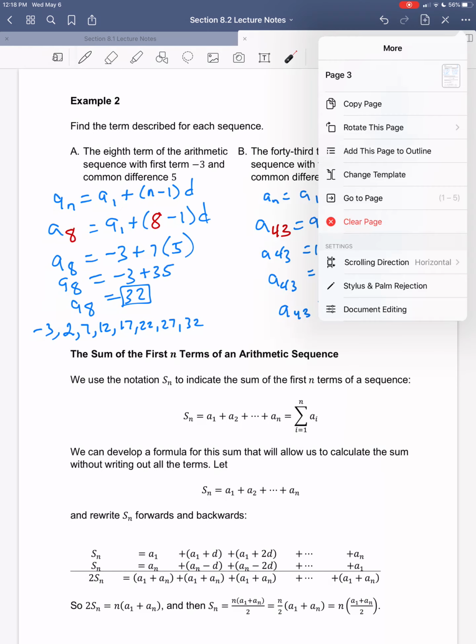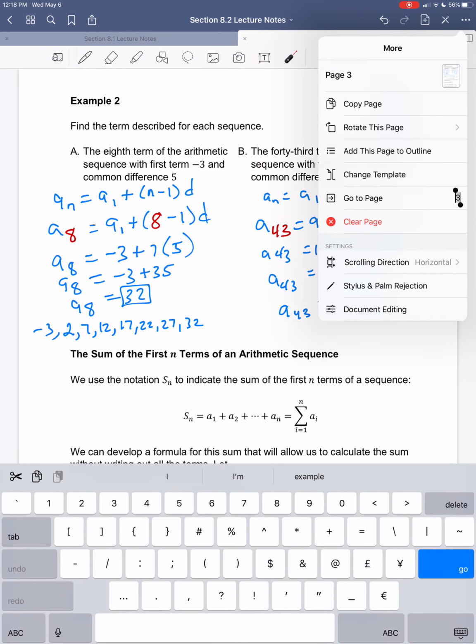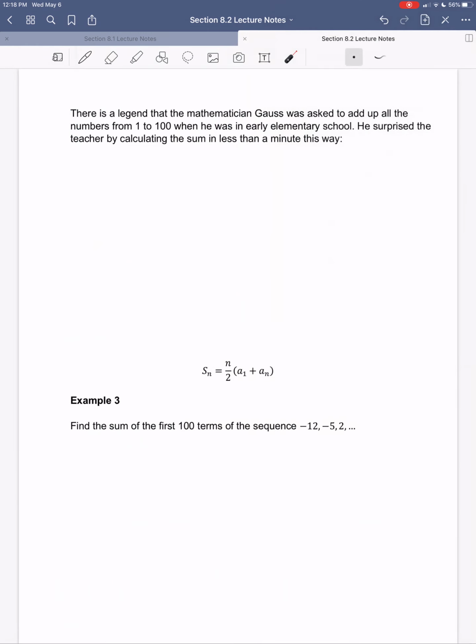Let's go to the next page. Now, there's a legend that the mathematician Gauss was asked to add up all these numbers from 1 to 100 when he was in early elementary school. So the teacher sort of thought that would keep these kids busy, especially at that time. They didn't have paper. They would do this on a little slate, like a little piece of chalkboard. So to add up from 1 to 100, 1 plus 2 is 3.